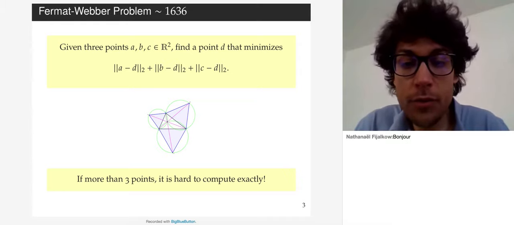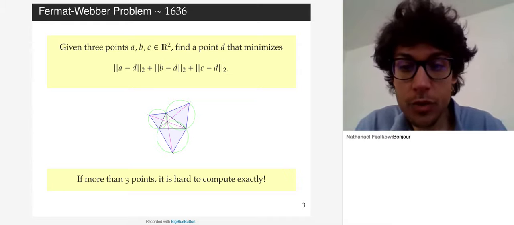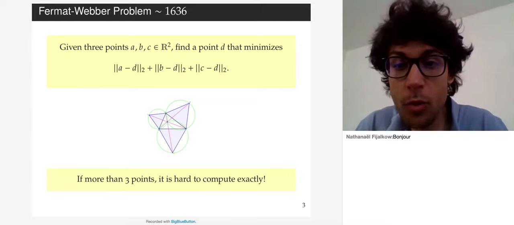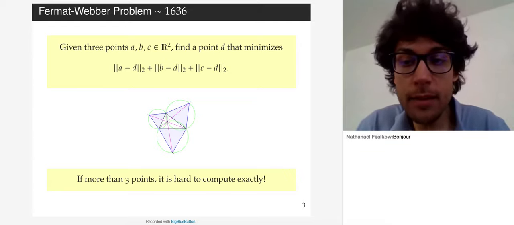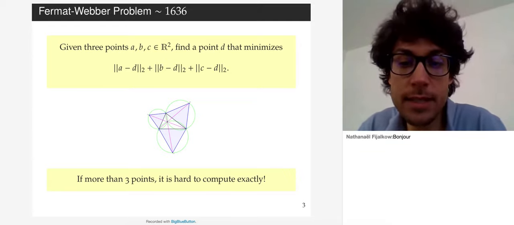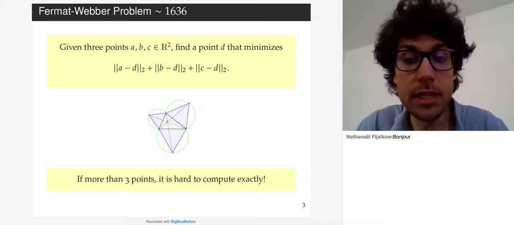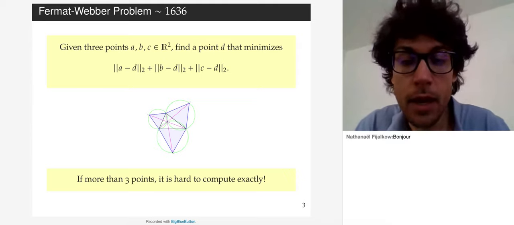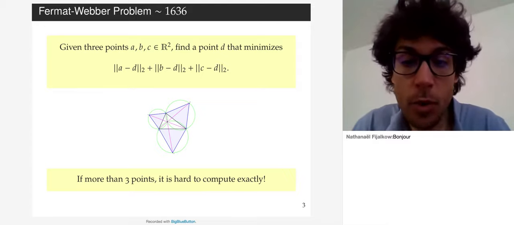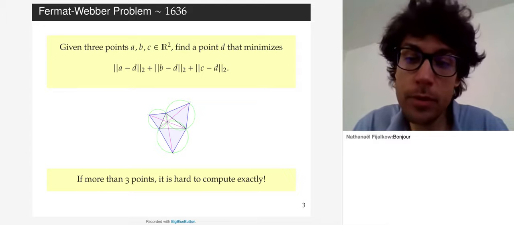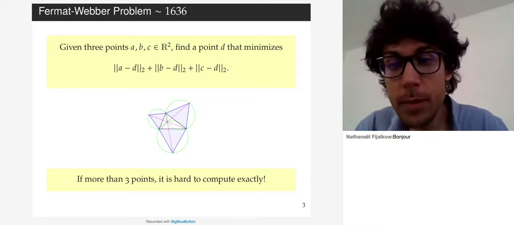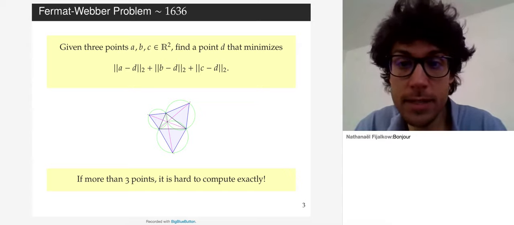Now, if I give you three points A, B, C in R2, and you would like to find the one median, so the point D that minimizes the sum of the distances from A, B, C to D. Okay, so it minimizes the L2 distance from A to D, from B to D, plus C to D, and you want to find the point D that minimizes this.